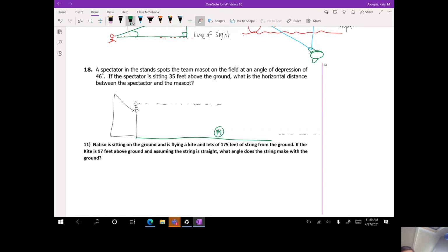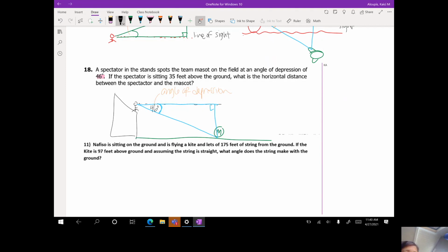So what is happening is the spectator in the stand isn't going to look straight ahead to see the mascot. They're going to have to look down to look at the mascot. There's the line of sight, and that's how we connect our triangle. Here's the angle. This is the angle of depression, okay? And that angle value right here is 46 degrees. So I'm going to write 46 degrees.